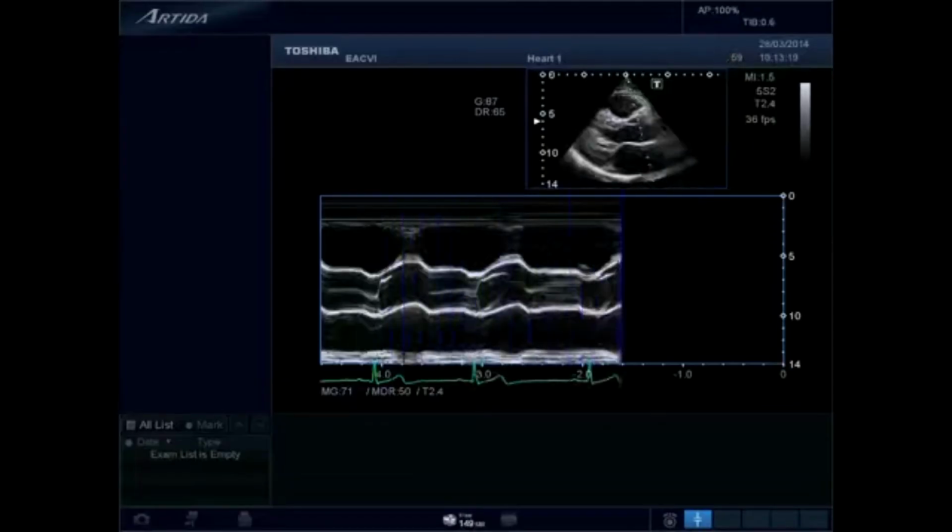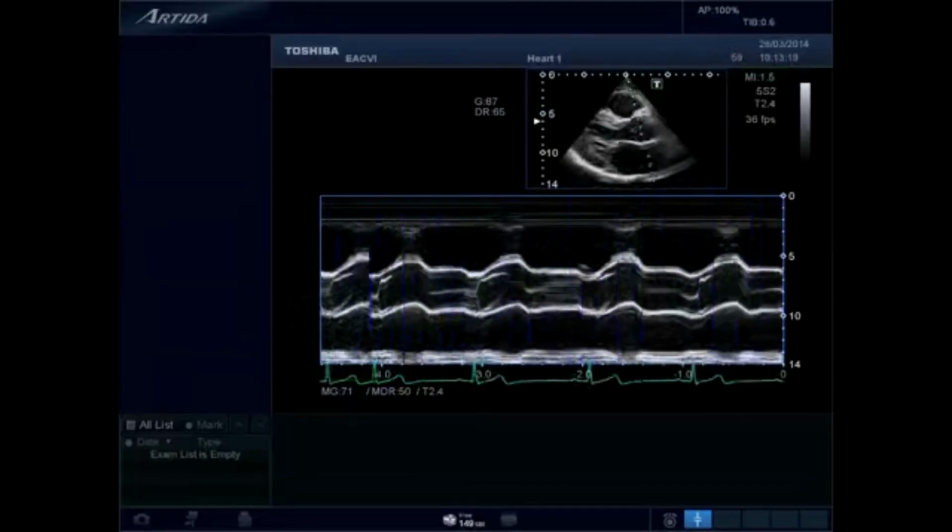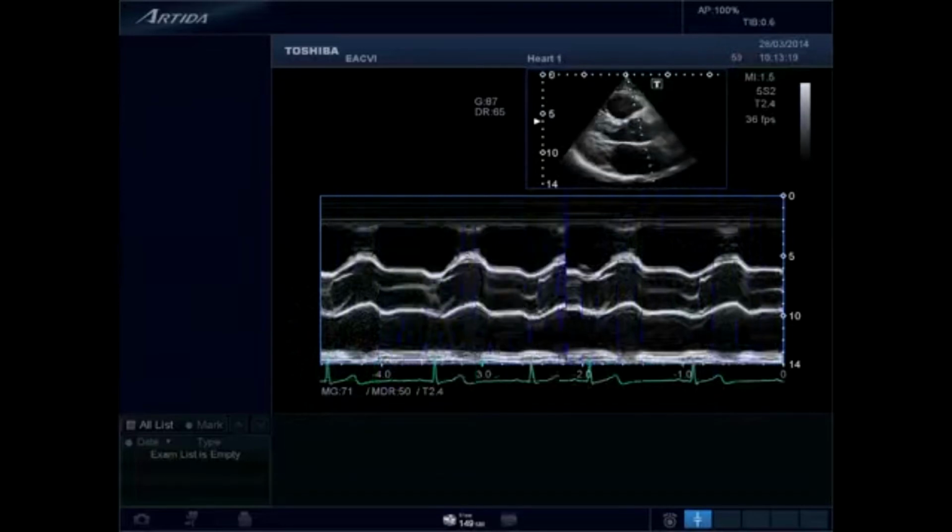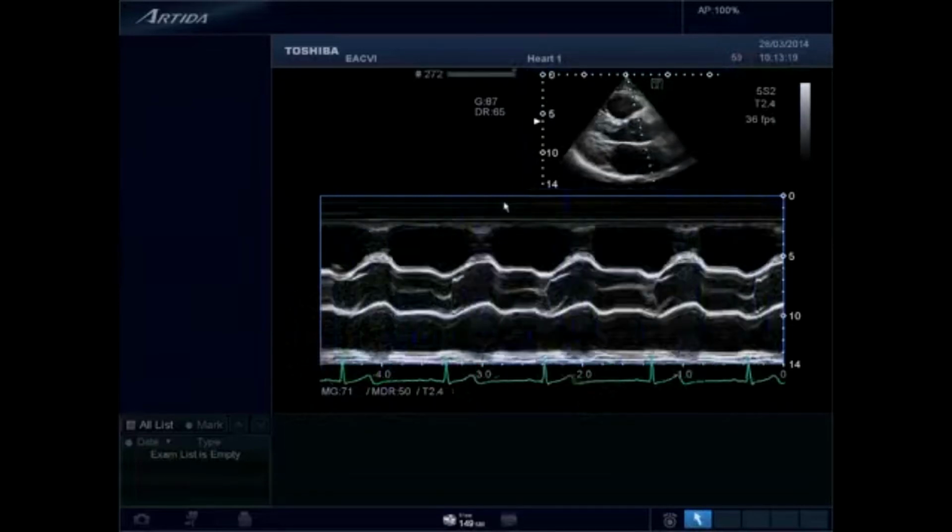You need to be perpendicular to the aortic valve in order to obtain that view. And you will be able to see the aorta here, the aortic cusps that are opening and closing here. And here is the left atrium. I have to say that it's not recommended anymore to assess the left atrial dimension this way.